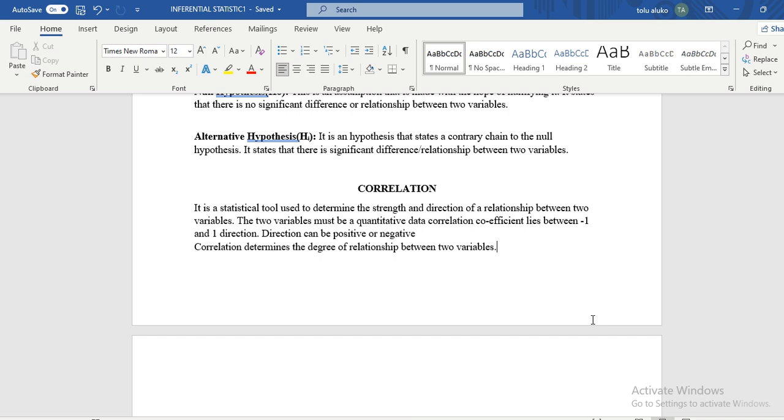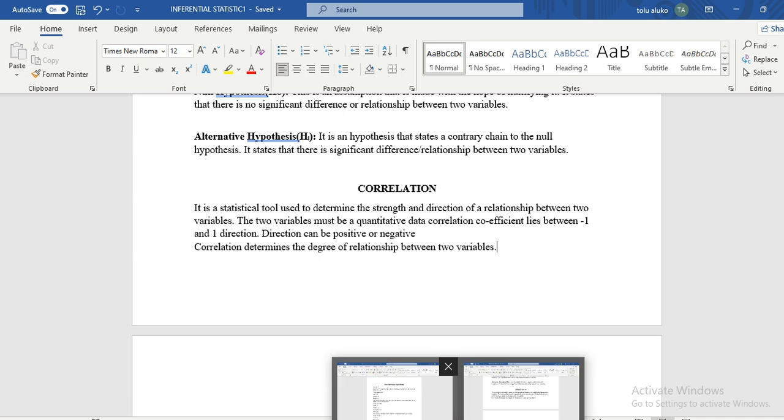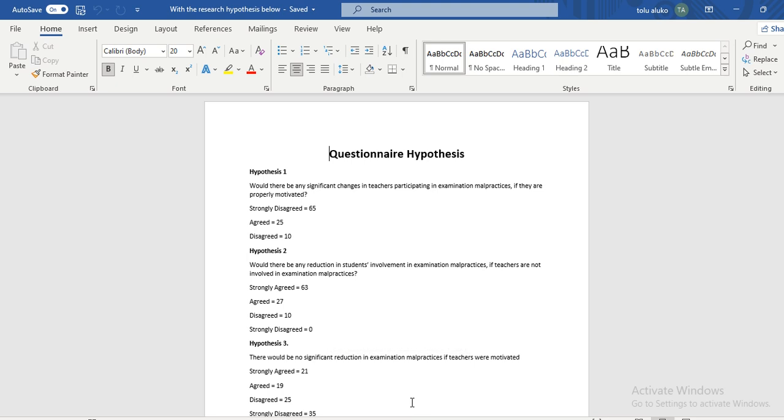In secondary schools, we were taught of graph. So when we talk of direction, your mind should be striking graphical representation, right? So direction can be positive or negative. So correlation determines the degree of relationship between two variables, right? Now, let's move on and then draw our whatever for today.